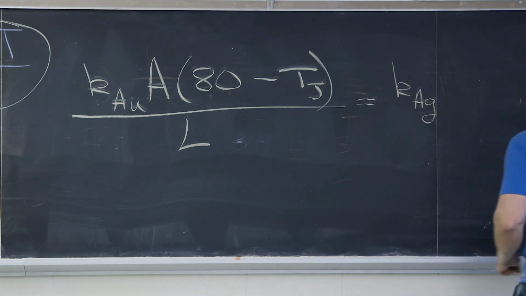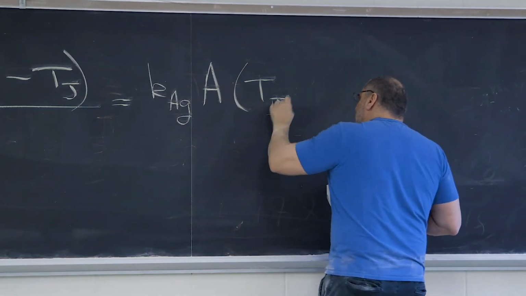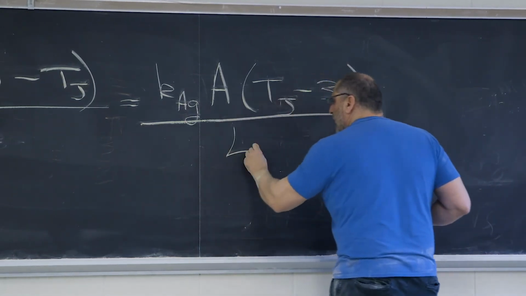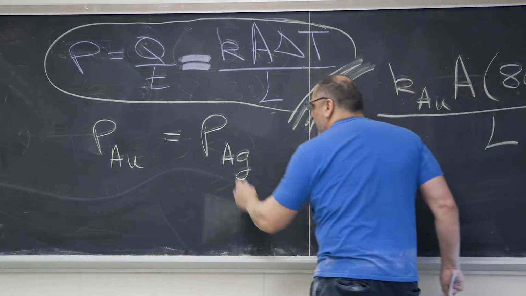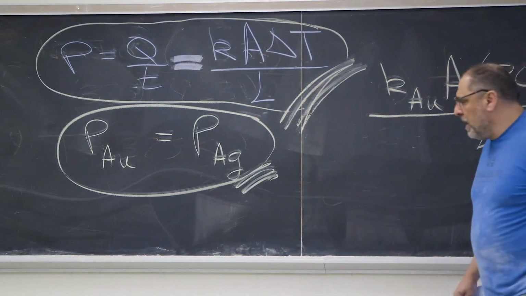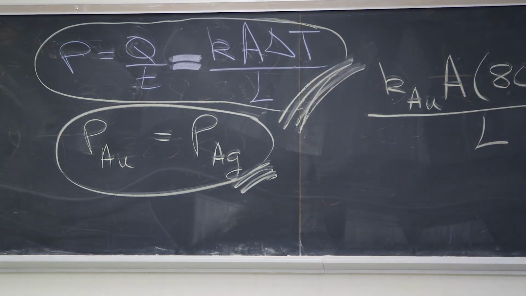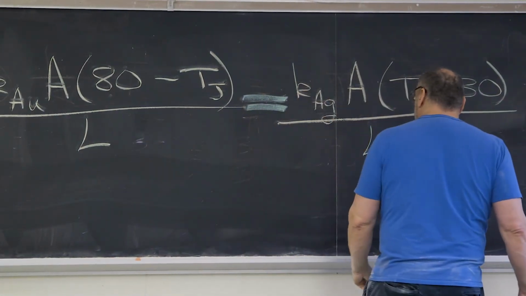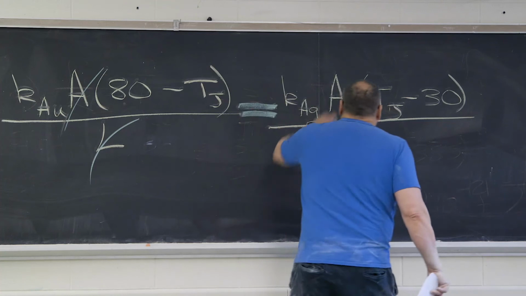K_Ag, silver, area is A. The junction has to be hotter than silver's cold side. Remember, this was the ticket, and now we're setting them up that way. Is that legible? Okay. Let's multiply by big L on each side, and that cancels. Divide by big A on each side, and that cancels.